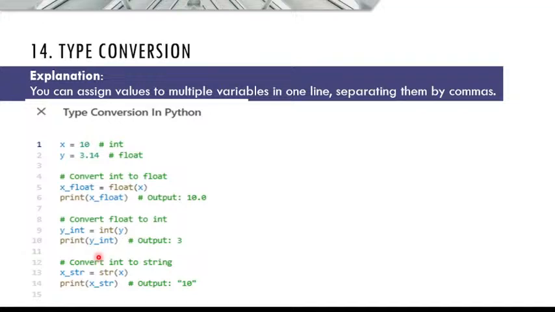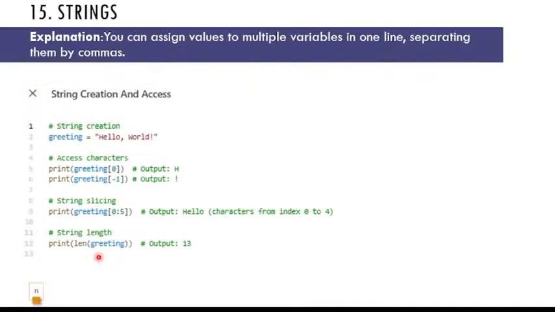Type conversion. You can assign values to multiple variables in one line, separating them by commas. So type conversion in Python: x is equal to 10, which is an integer, y is equal to 3.4, which is a float. Convert to float: x_float is equal to float x. Print x_float, so the output is 10.0. Convert float to integer. You can assign values to multiple variables by separating them with commas.